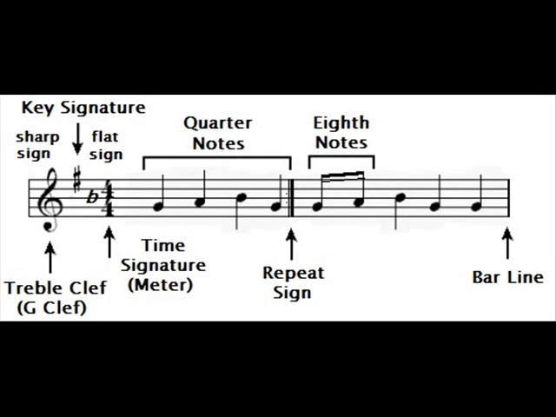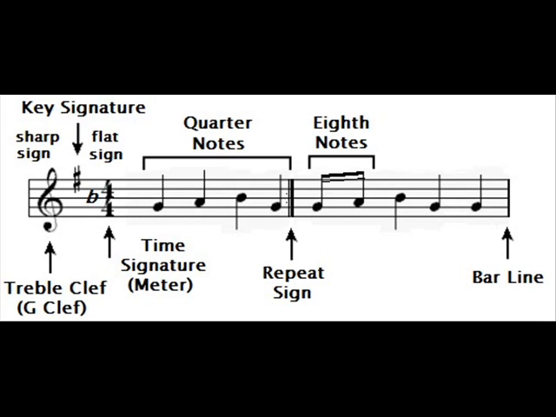Some of the basic elements of music notation are as follows: treble clef or G clef symbol, key signature, which can be marked as either sharp or flat, time or meter signature, in this case marked as 4/4 time, quarter notes, eighth notes, repeat sign, and a bar line at the very end.